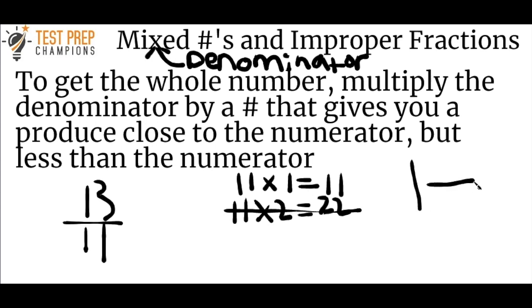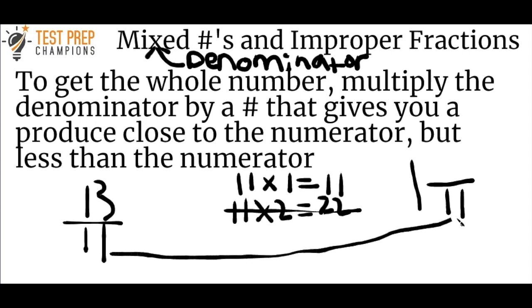And what is our denominator? The denominator is 11. How do we know that? Well, we just look at our improper fraction. Since the mixed number and the improper fraction have the same denominator, we know that in the mixed number, the denominator will be 11. So we've got the whole number and our denominator. We just need to get the numerator.